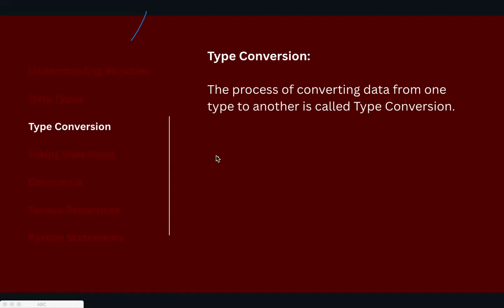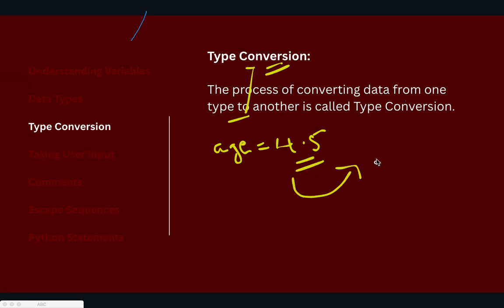For example, if I have a variable which is a float variable, I want to convert this variable into an integer. I don't want decimal numbers in the age that I am accepting from the users. So what I will be doing, I will be using the type conversion process to convert this float data type into int data type using a function called int function.